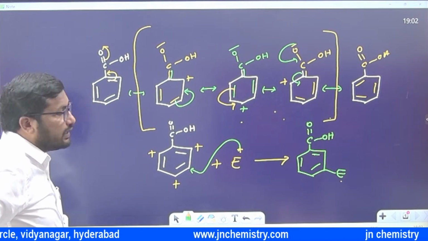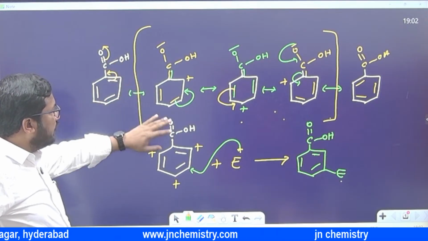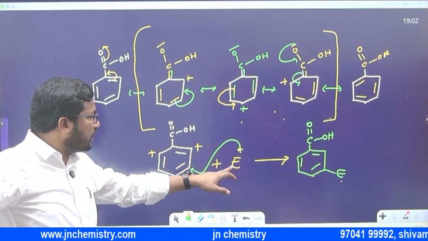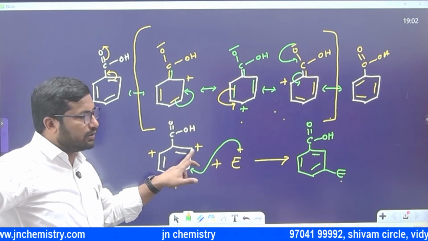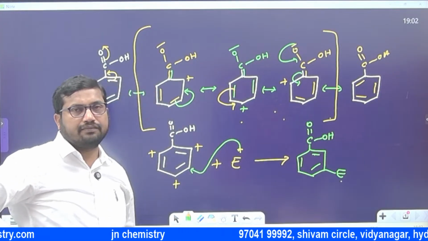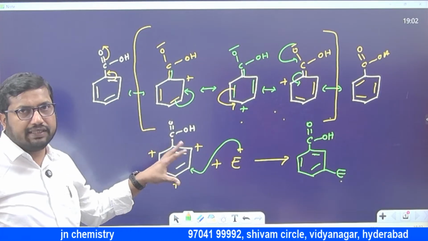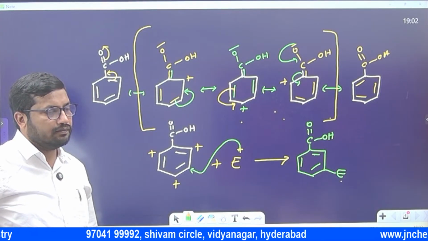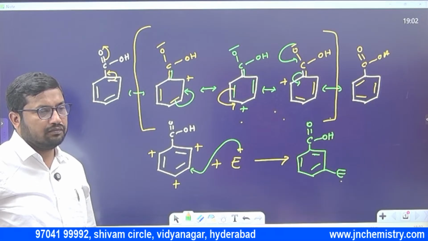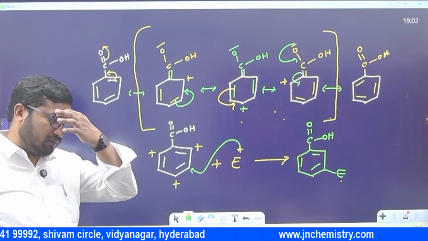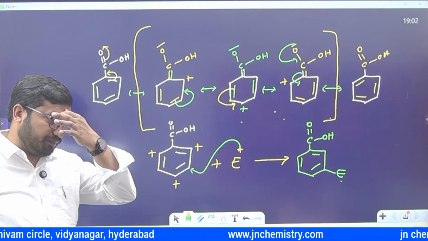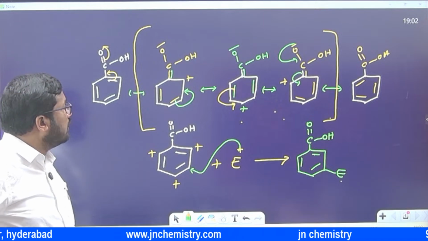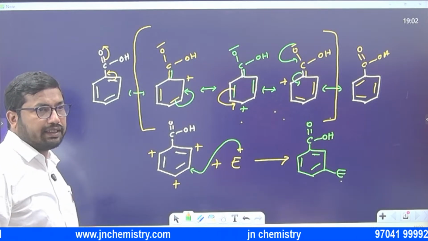Okay. So this is an electron withdrawing group. At ortho and para positions, positive charge is coming. So benzene undergoes electrophilic substitution reaction. The electrophile attacks at the meta position. So meta directing groups are like that. We'll discuss the details in the second year classes. Even in the case of nitrobenzene, the same thing is happening.